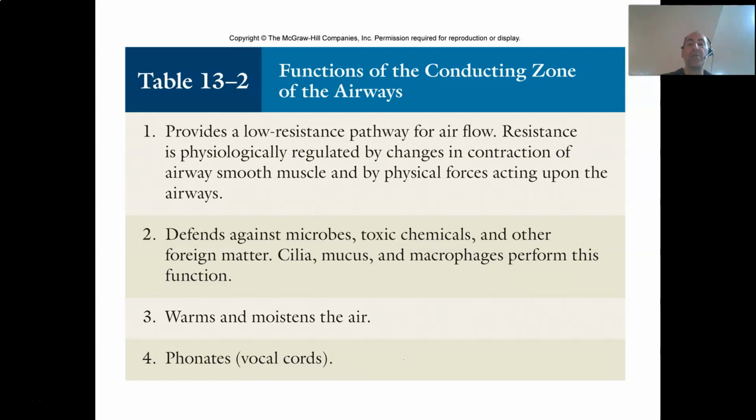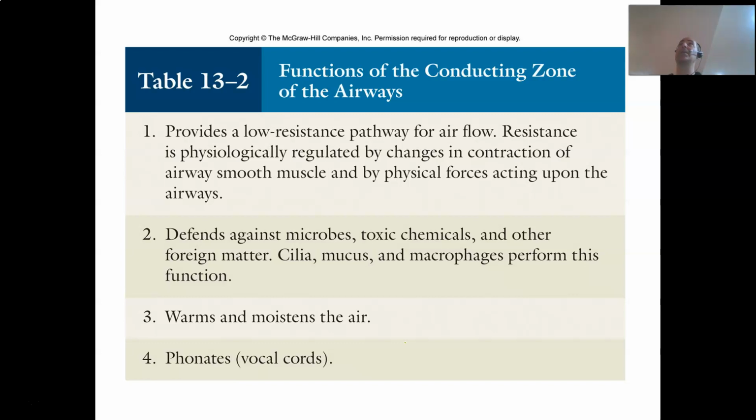Table 13.2, functions of the conducting zone. I'll read through this. Provides a low resistance pathway for airflow, right? You don't want to have high resistance that makes it hard to breathe. The resistance is physiologically regulated by changes. So when you think about resistance, think about friction. The friction of airflow against the tubes, right? And you want to have as little resistance as possible that makes it as easy as possible to breathe.